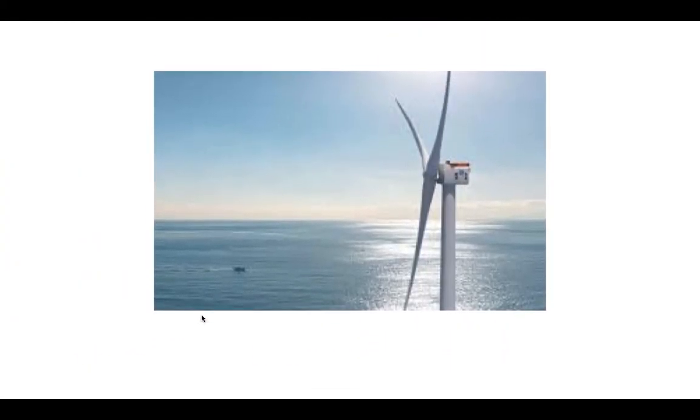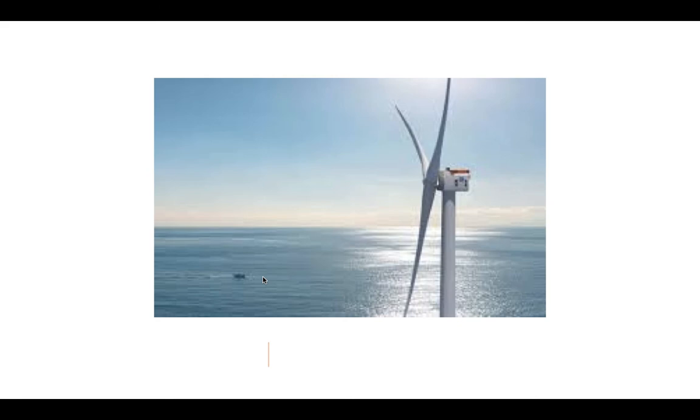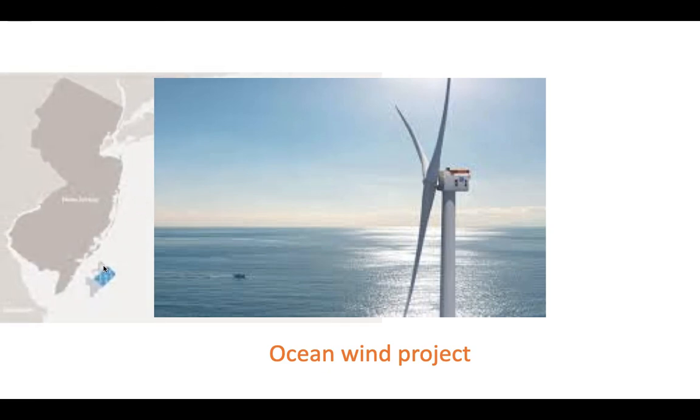The next wind farm we're going to describe is called the Ocean Wind Project, and that's the project where the GE Haliade-X is installed. The Ocean Wind Project is located next to New Jersey, so this is New Jersey, and it's located here, and it has an energy capacity of about 1,100 megawatts of electricity. That's a lot of megawatts.